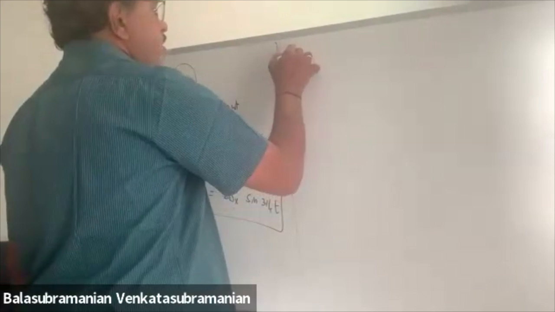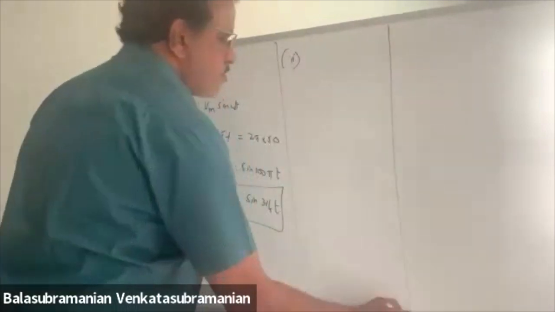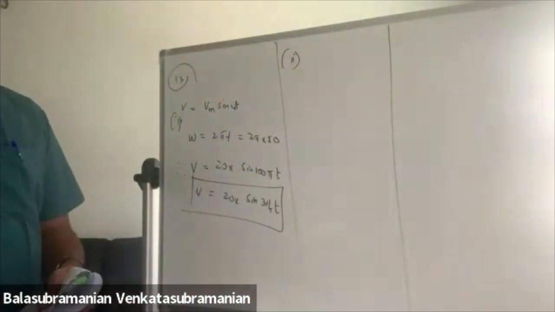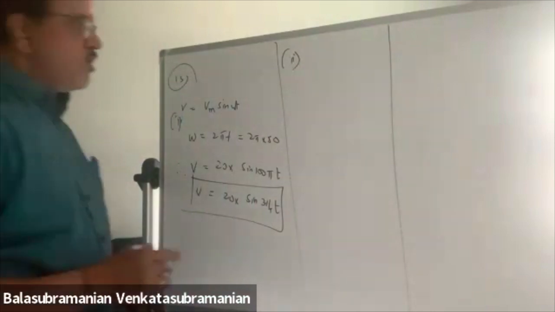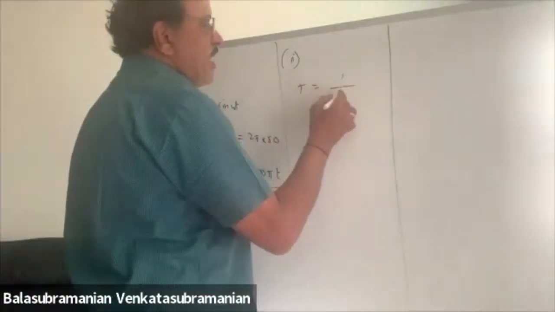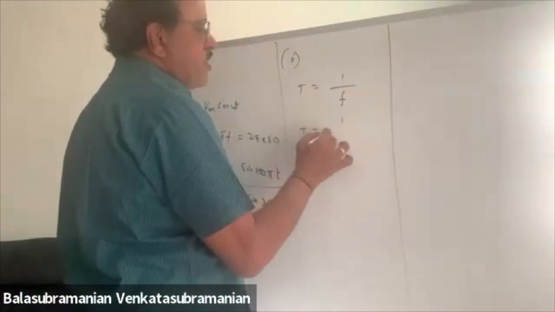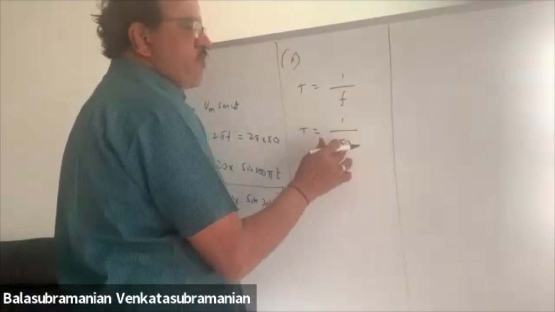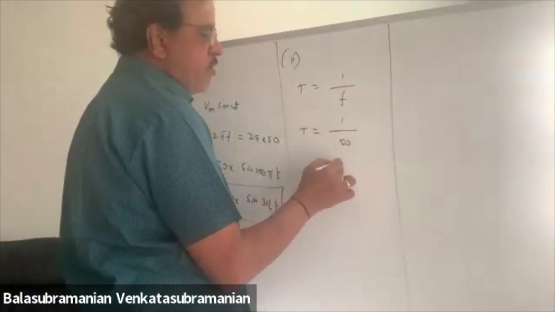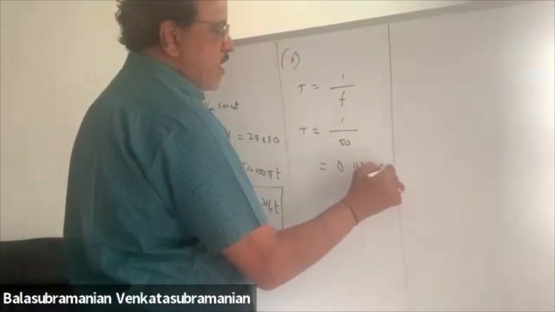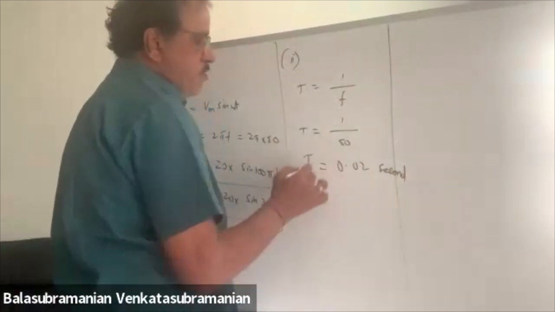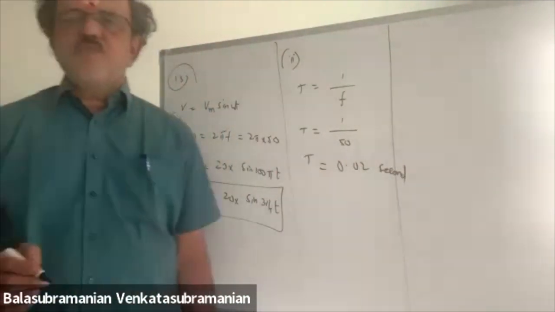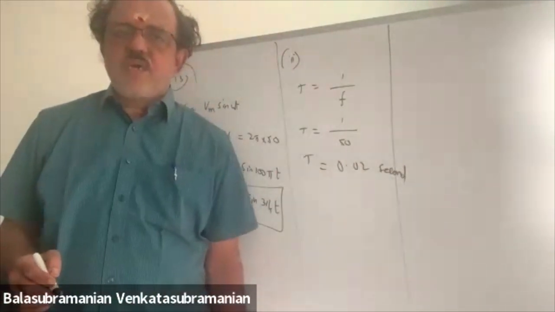Second part. Calculate the time for one cycle. For one cycle, generally time period is 1 by frequency. In our case, 50 Hertz. So 1 by 50, 0.02 second. This is 0.02 second. Okay.